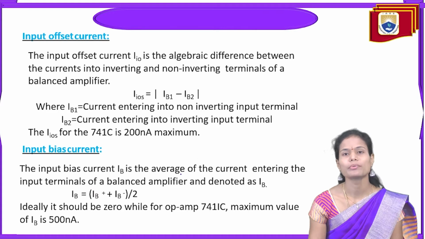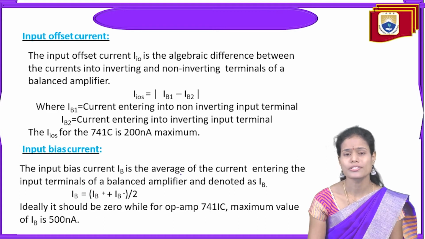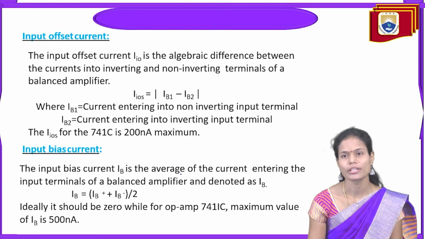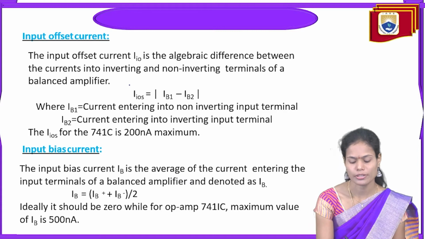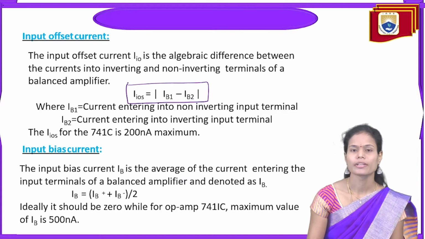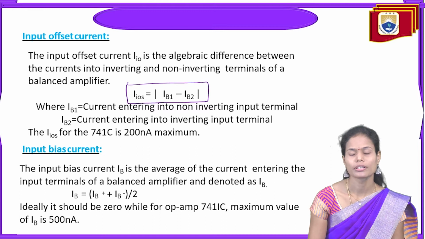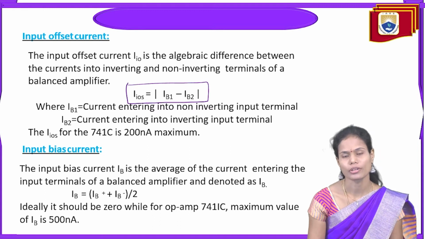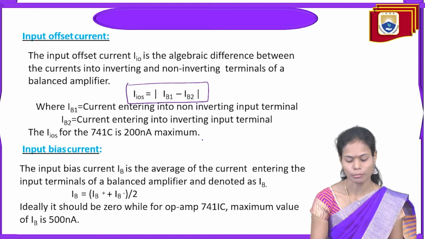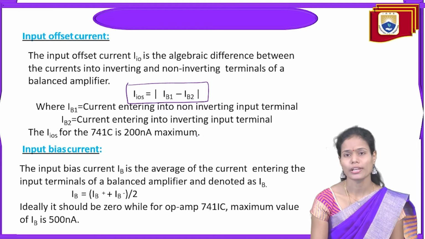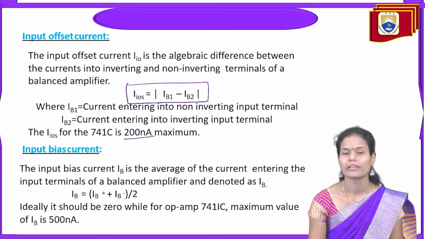And next, input offset current. The input offset current is the algebraic difference between the currents into the inverting terminal and the non-inverting terminal of a balanced amplifier. That is the difference of the current flowing in the inverting terminal and the current flowing in the non-inverting terminal. For the practical operational amplifier, the value of this is 200 nanoamperes. But in the ideal case, this value is 0.